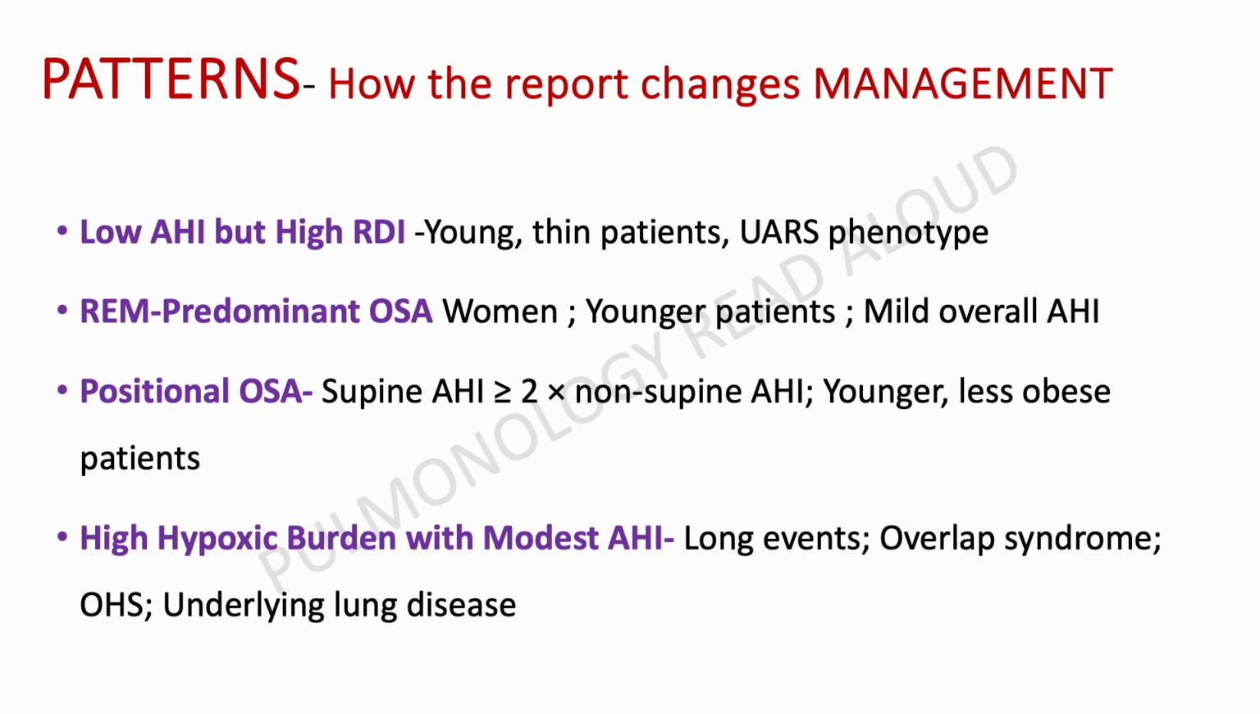For instance, there may be instances when the AHI is low but the RDI is high, typical of the upper airway resistance syndrome phenotype. There may be REM predominant OSA with overall AHI being low but REM AHI being high, also warranting treatment. There may be a positional OSA where the supine AHI is more than twice the non-supine AHI, which may lead to positional therapy as a treatment. Or there may be high hypoxic burden, like in patients with chronic respiratory diseases. So this again has to be interpreted with the report, and one has to know that.